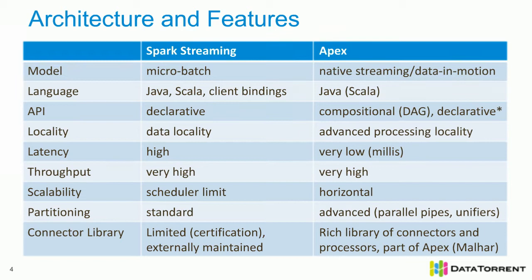So Spark streaming out of the box, just the Spark project, has a limited set of certified connectors. There are many connectors that are maintained externally by a third party, but they are not necessarily in sync with the latest release. You find the common connectors like for Kafka, Twitter feeds, and so on, but in general, it's a limited set.